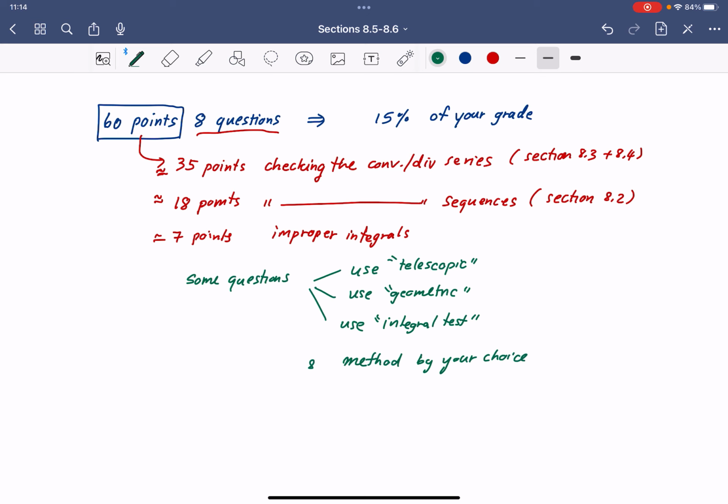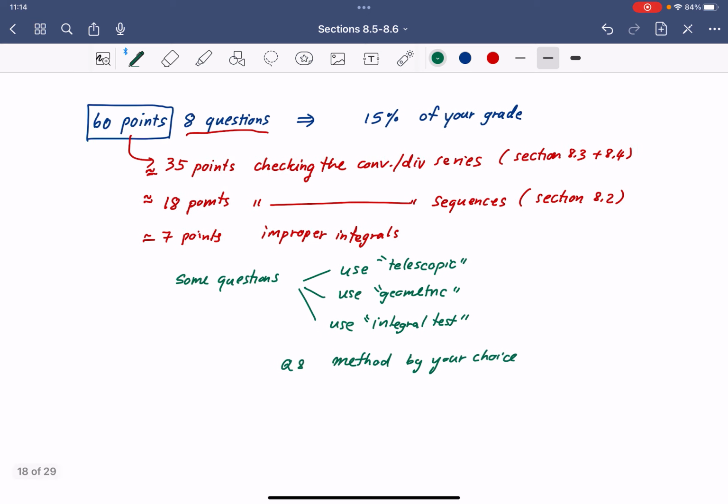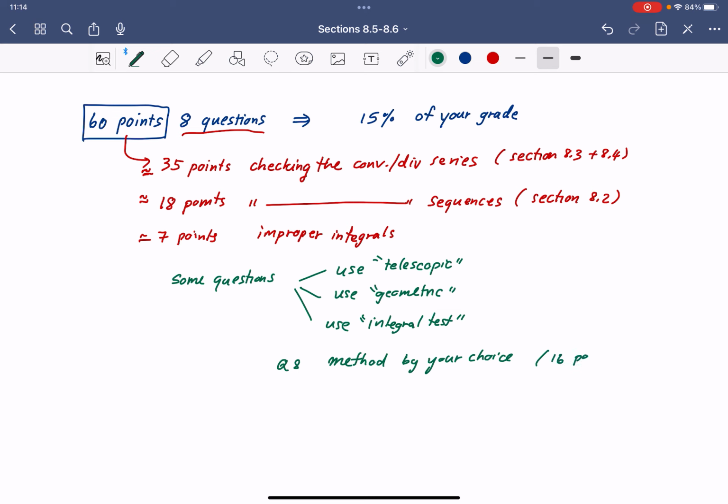This is question 8. It's going to be by your choice, which is 16 points. There are going to be like 4 sub-questions on the last one. So the last one is the challenge one. You have to pick the question by yourself. But this should be question 7, question 6, question 5 or something.